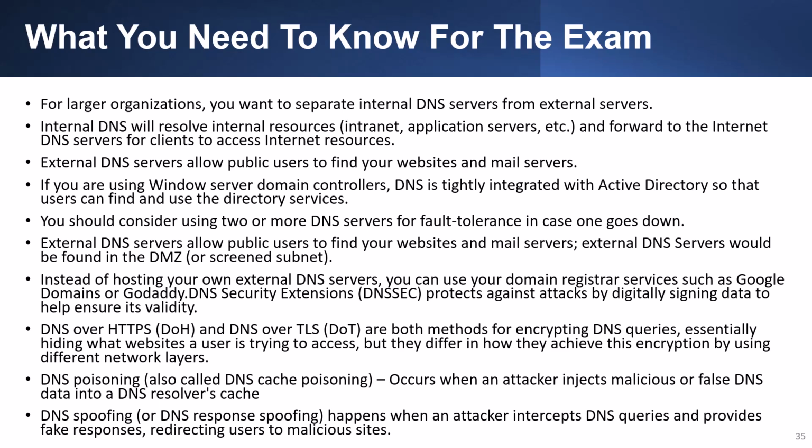DNS over HTTPS, or DoH, and DNS over TLS, or DoT, are both methods for encrypting DNS queries, essentially hiding what websites a user is trying to access, but they differ in how they achieve this encryption by using different network layers. DNS poisoning, also called DNS cache poisoning, occurs when an attacker injects malicious or false DNS data into a DNS resolver's cache. DNS spoofing, or DNS response spoofing, happens when an attacker intercepts DNS queries and provides fake responses, redirecting users to malicious sites.